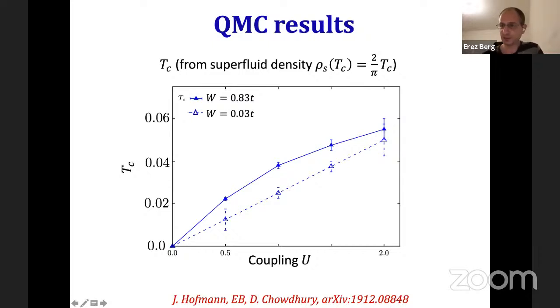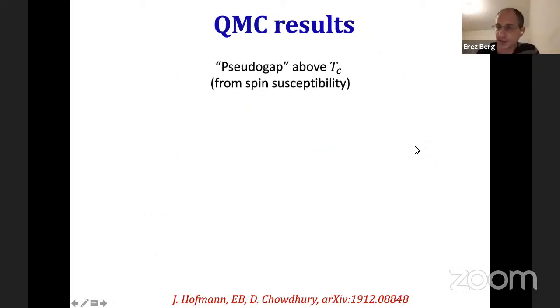Now that we've established that this model is indeed superconducting, we can ask about its properties. For instance, how does the transition from the normal state to the superconducting state occur? Clearly this is very non-BCS. It turns out that in this flat band regime, there's a very large pseudogap regime above Tc, where there's pairing with no phase coherence. And that's sort of what happens. We can probe that, for instance, by looking at the spin susceptibility of this model as a function of temperature.